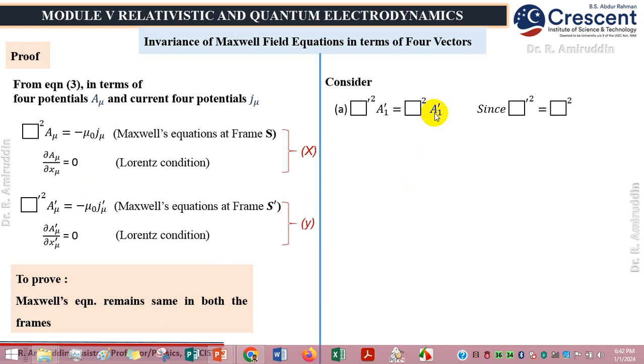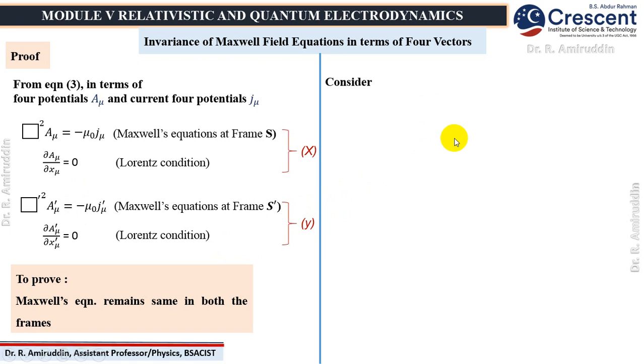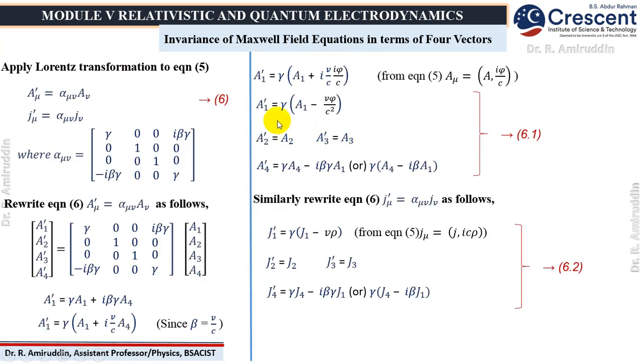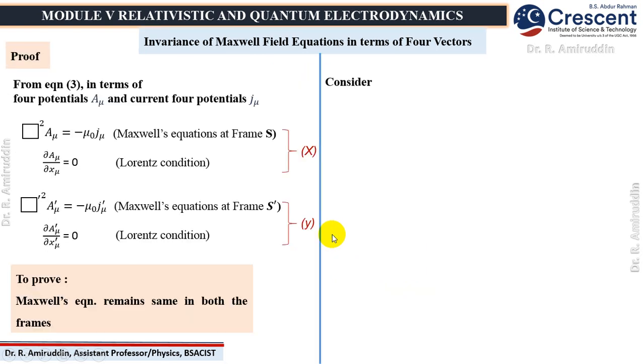Now let us substitute the term a1 prime from the previous equation. Over here, we have obtained a1 prime, a2 prime, a3 prime, a4 prime, and similarly j1 prime, j2 prime, j3 prime, and j4 prime. In upcoming derivations, we are going to use this a1 prime term and j1 prime term. That is, a1 prime is equal to gamma into a1 minus v psi by c square, and similarly j1 prime is equal to gamma into j1 minus v rho. These two equations we are going to use in the upcoming steps.